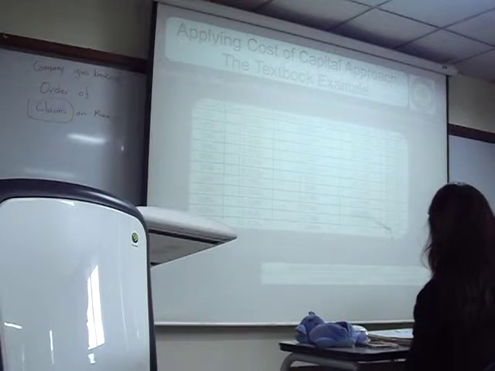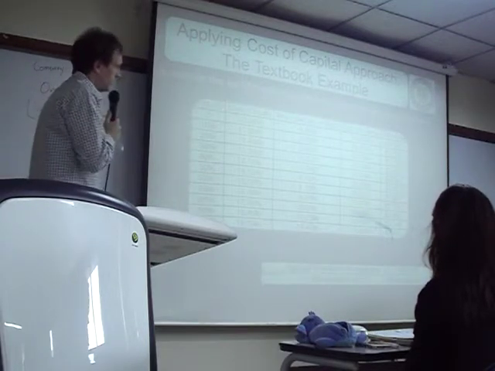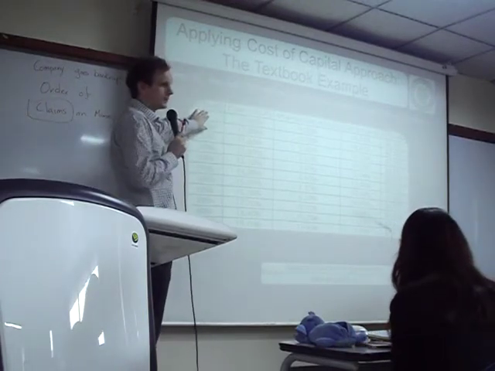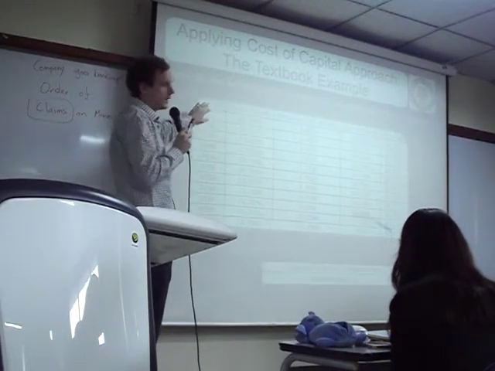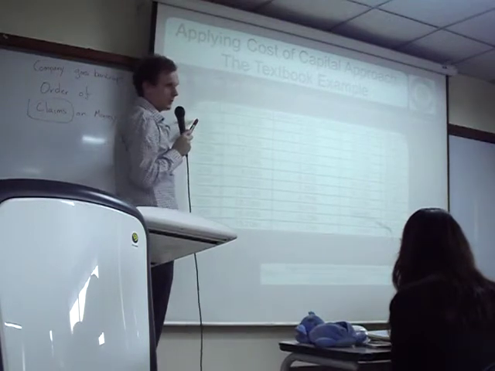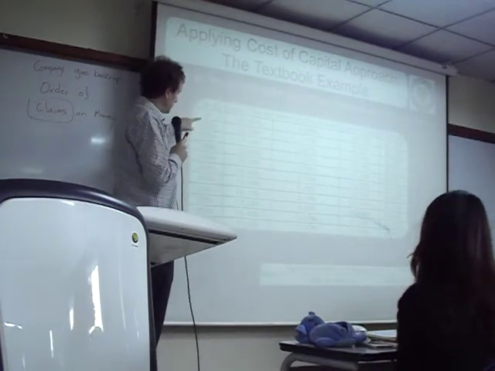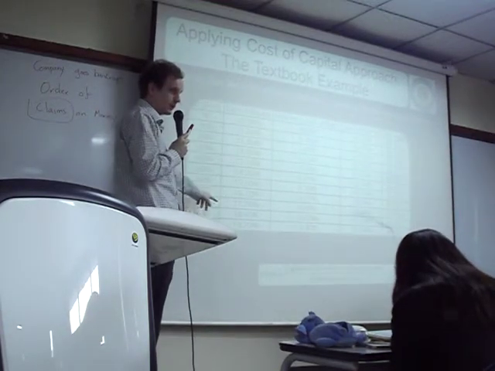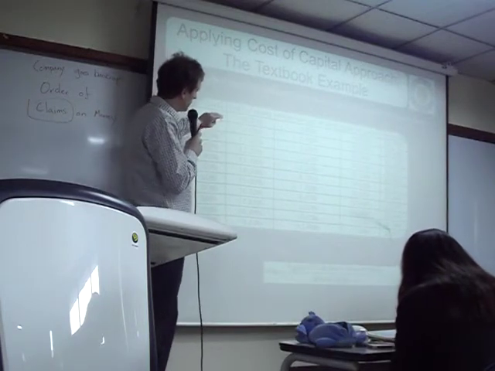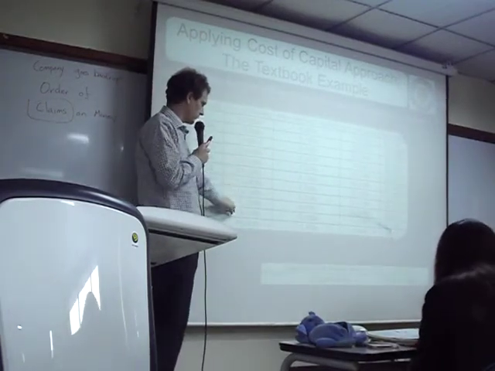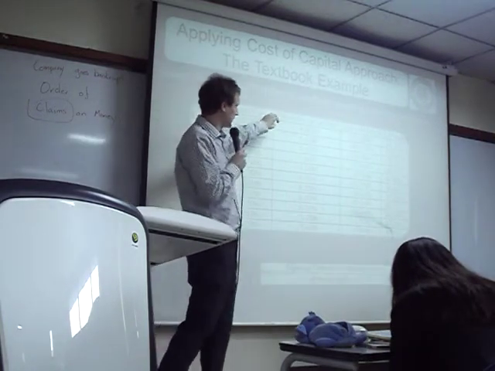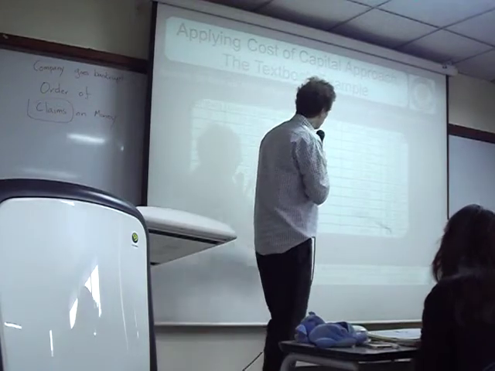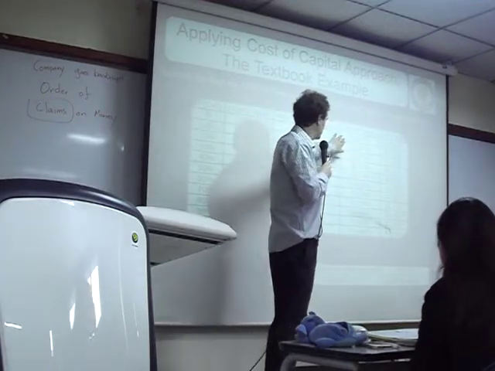So here we can see, this is a textbook example applying the cost of capital approach. Here we can see, this is our debt over debt plus equity. So this is debt to capital ratio. Here we have 10% debt, 90% equity. 20% debt, 80% equity, right? 90% debt, 10% equity. So what we do is we find a cost of equity at each different one, and we find a cost of debt at each different one, okay? And then we find our cost of capital at each different percentage.